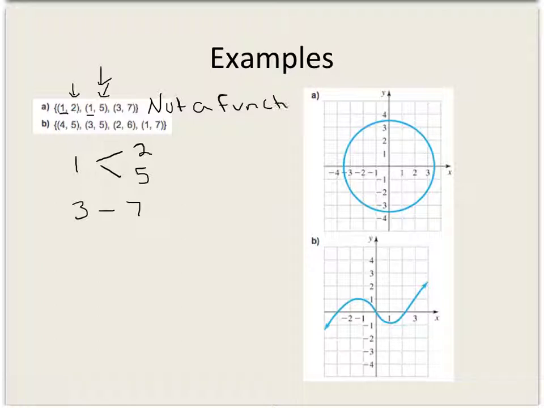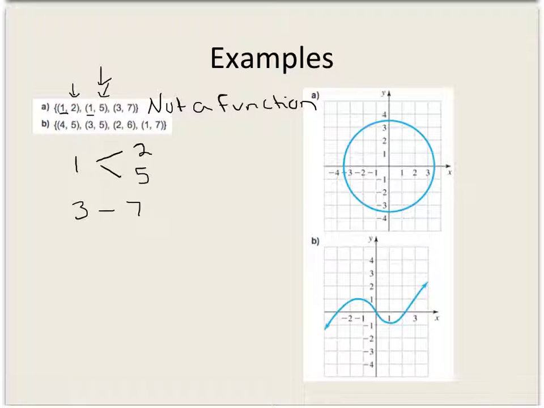Part B is a function because each x, 4, 3, 2, and 1 all go to only one different output. So 4 goes to 5, 3 goes to 5, but we don't care that that's a repeat. 2 goes to 6, 1 goes to 7. Every input has only one output.